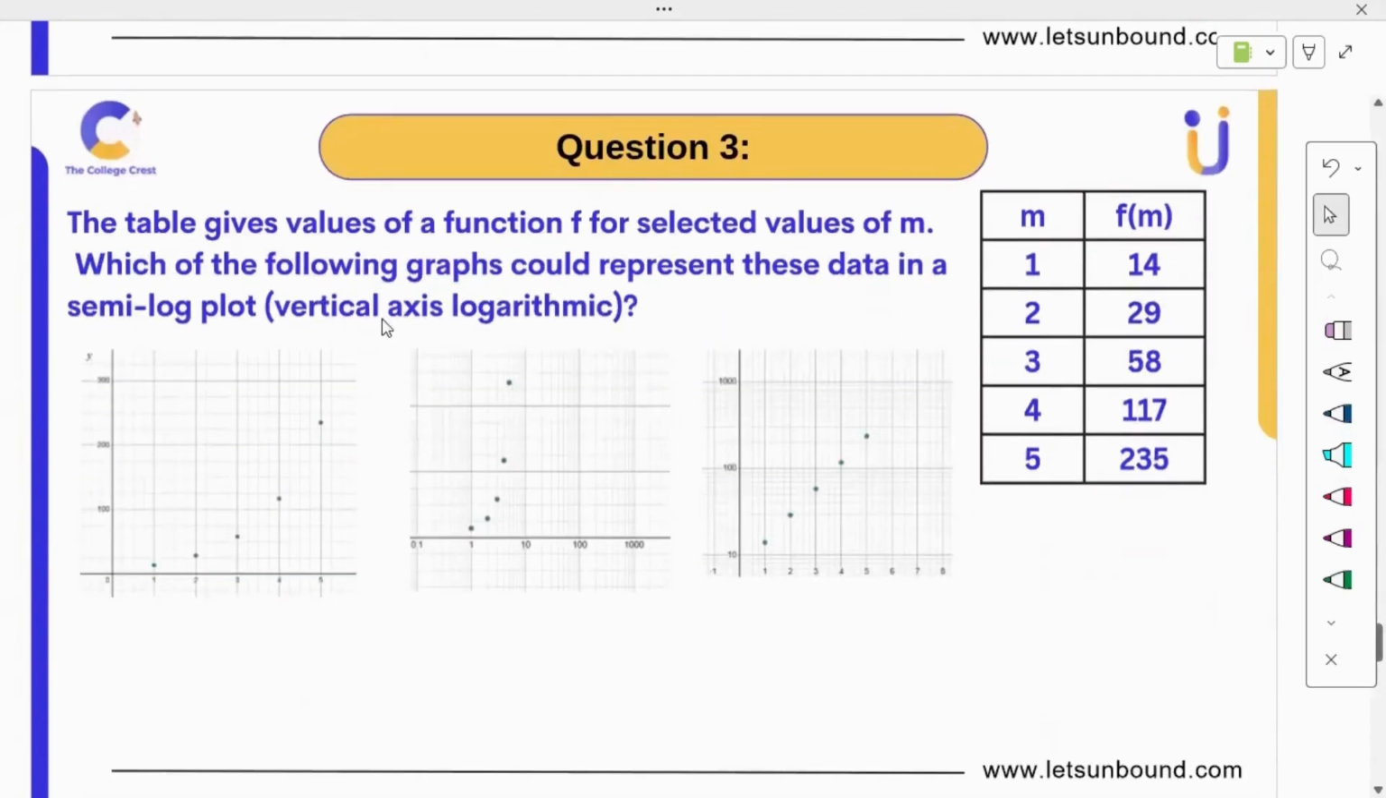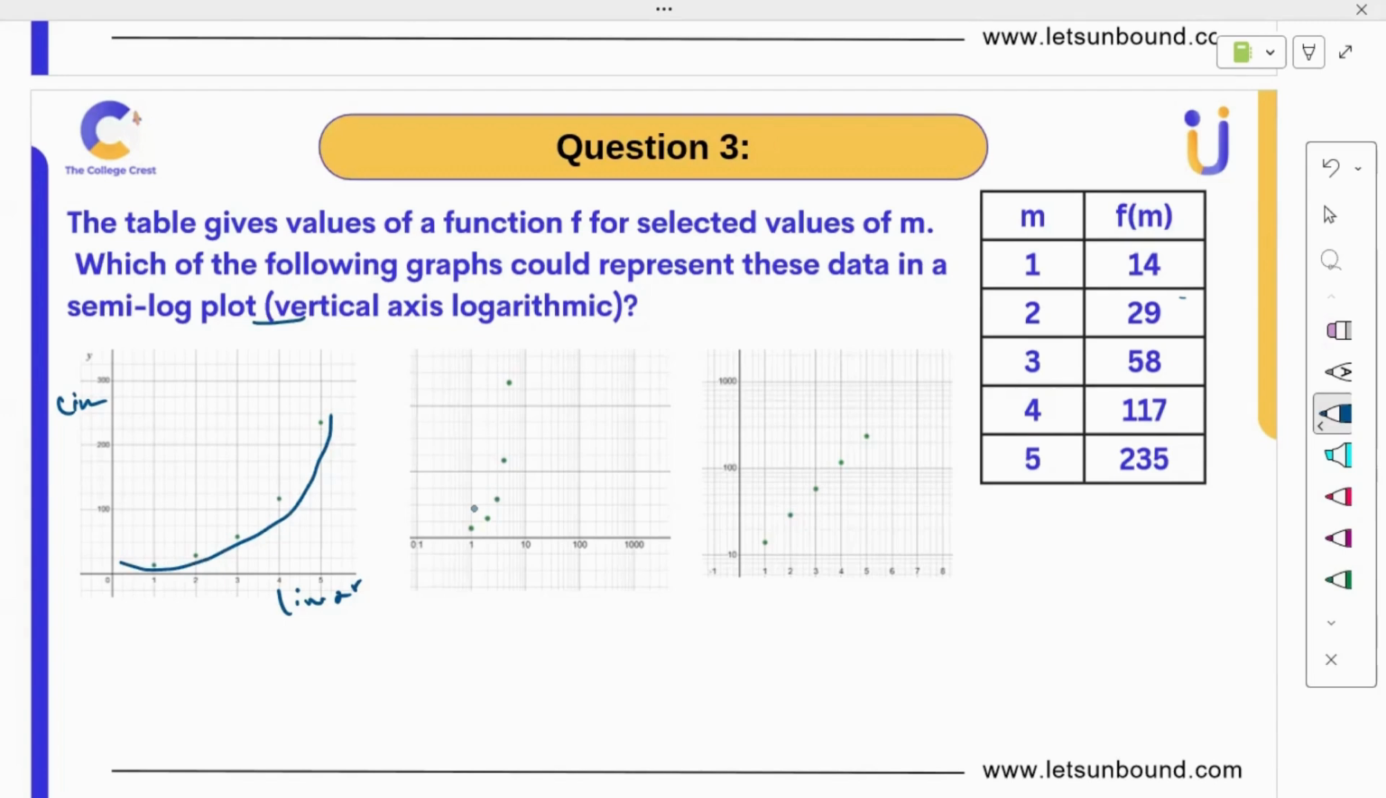Now question 3. The table gives values of a function f for selected values of m. Which of the following graphs could represent these data in a semi-log plot? Vertical axis logarithmic. So the first option is 100, 200, 300. Linear, right? So it represents exponential, and in your semi-log, this should represent maybe a straight line.